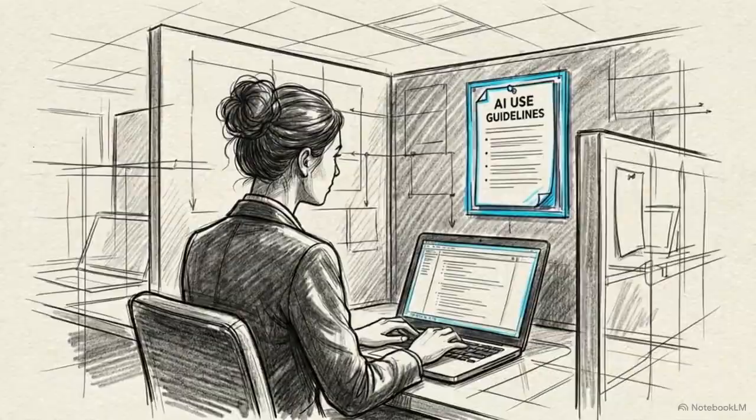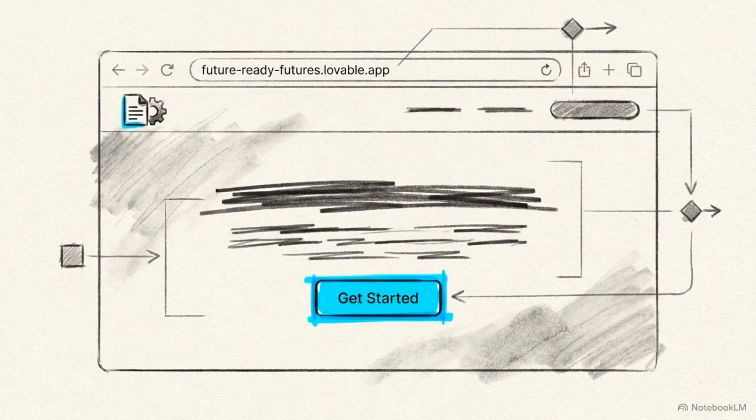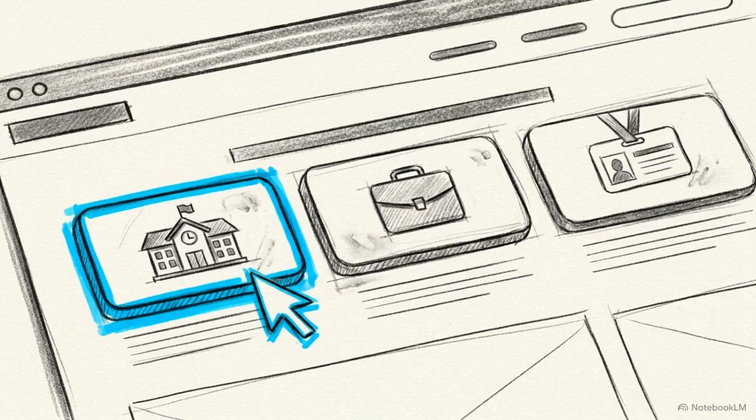your workflow. Open your browser and go to future-ready-futures.lovable.app. This is the Unfinished Business AI Readiness Generator. You'll see 3 distinct pathways. Select the one that matches your role: educator, organizational leader, or intern manager.